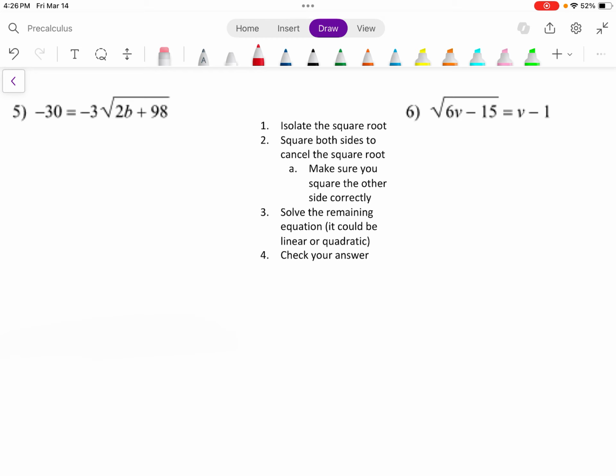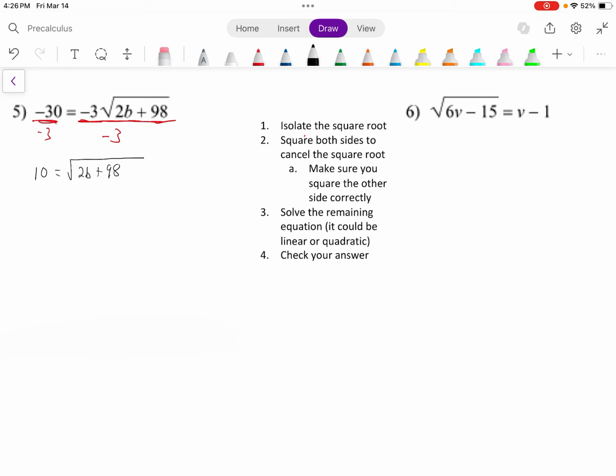It says isolate the square root. Well, isolate means get it by itself. So on number 5, there's a -3 multiplied by the square root. In order to isolate the square root, we will divide by -3. That leaves us with 10 equals the square root of 2b plus 98.